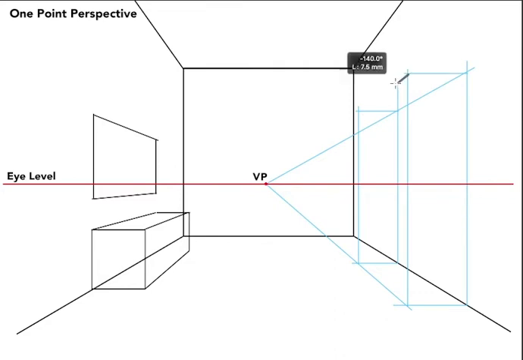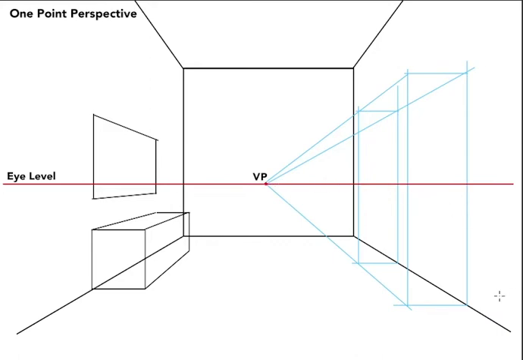Now if you join a line that passes through the second corner, you notice that it goes back to VP in one continuous line. Okay, so this obeys the law of perspective, that all the angles of the furniture in the room will go back to VP.